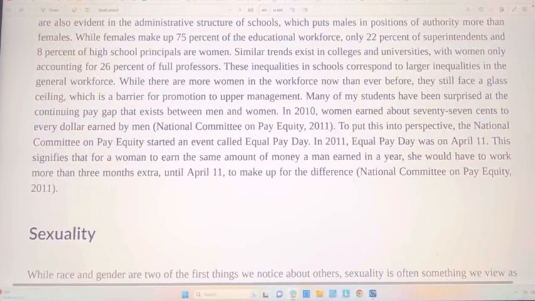While there are more women in the workforce now than ever before, they still face a glass ceiling, which is a barrier for promotion to upper management. Many of my students have been surprised at the continuing pay gap that exists between men and women. In 2010, women earned about 77 cents to every dollar earned by men. To put this into perspective, the National Committee on Pay Equity started an event called Equal Pay Day. In 2011, Equal Pay Day was on April 11th. This signifies that for a woman to earn the same amount of money a man earned in a year, she would have to work more than 3 months extra until April 11th to make up for the difference.